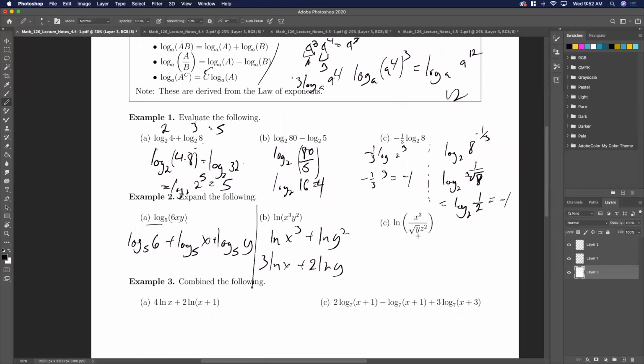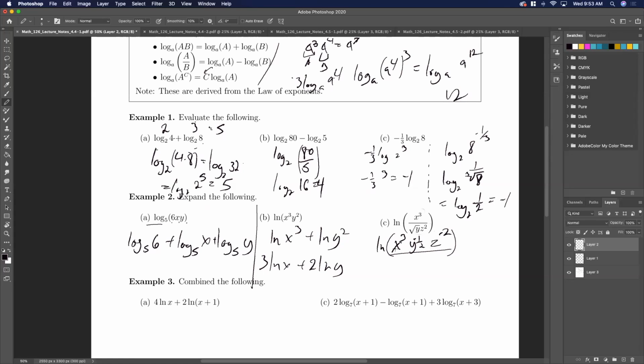Here, if I have something a little bit more complicated like this, the common rule of thumb is everything up top is positive, everything down below is negative. If you want to make your life easier, this is x cubed times y to the -1/2 power times z to the -2. And what I'm doing here is just writing this all on one line.